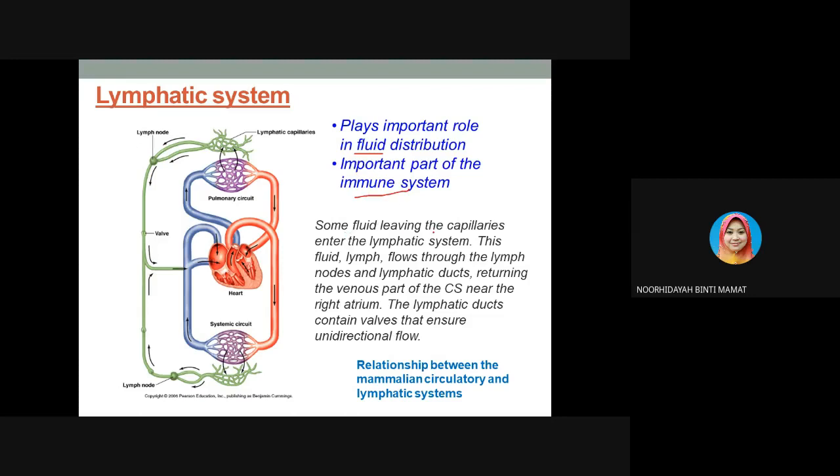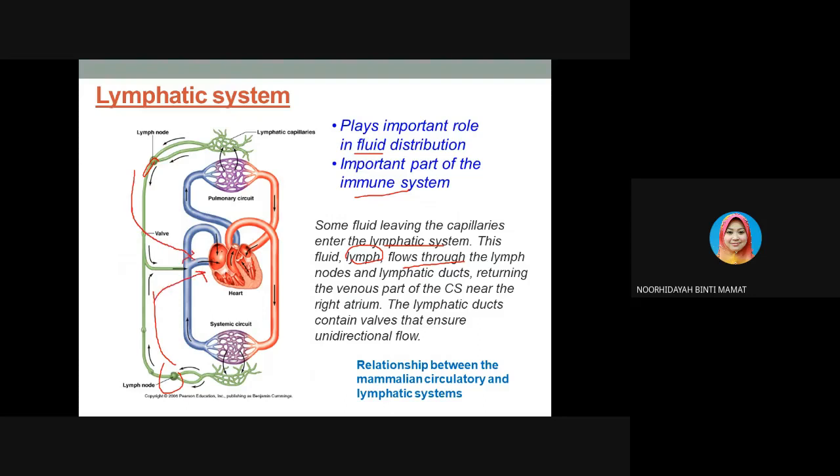Some fluid leaves the capillaries and enters the lymphatic system. This fluid we call lymph. It flows through the lymph nodes, this is the lymph nodes, and through the lymphatic ducts, and then returns to the venous part of the circulatory system.